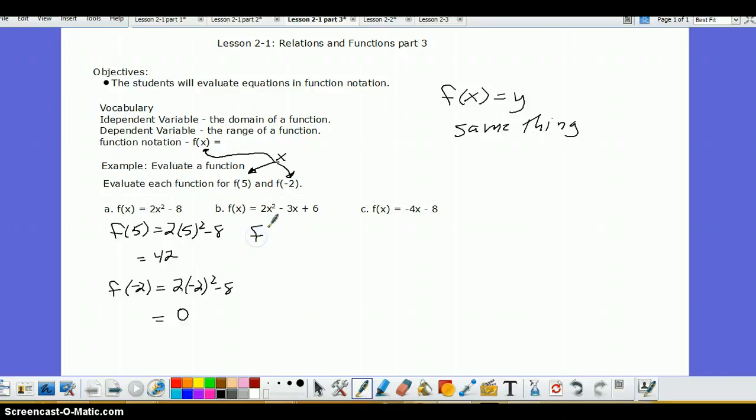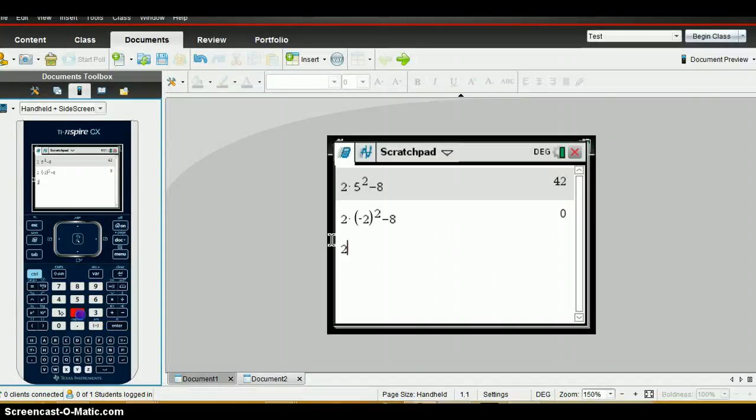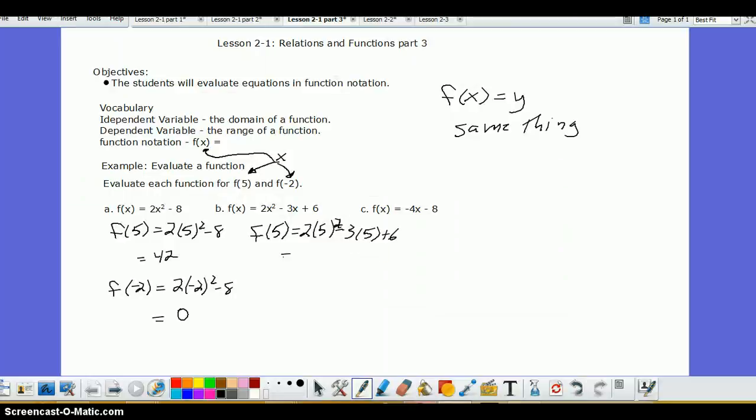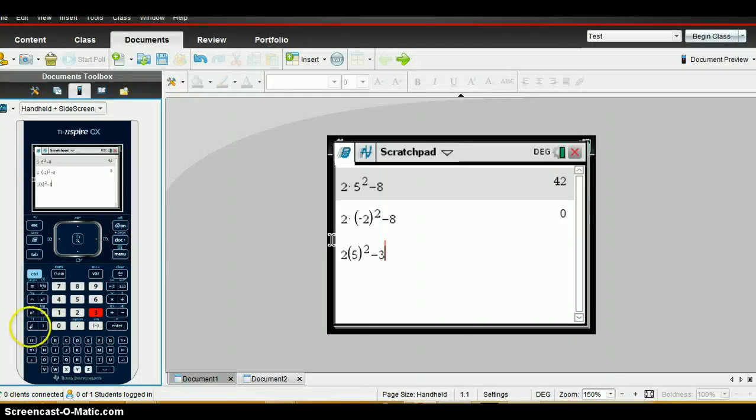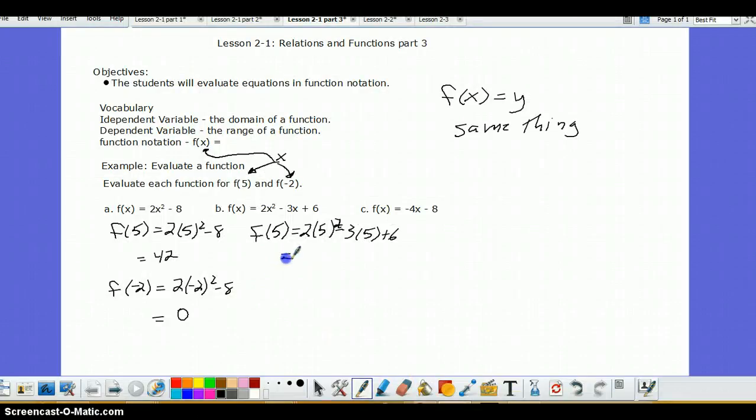So here, f of 5, so now I'm going to put 5 in for that x and that x, so 2 times 5 squared minus 3 times 5 plus 6. So again, if you want, go to your calculator, 2, again 5 in parentheses squared minus 3 times 5 plus 6, and I get 41. So this is equal to 41.